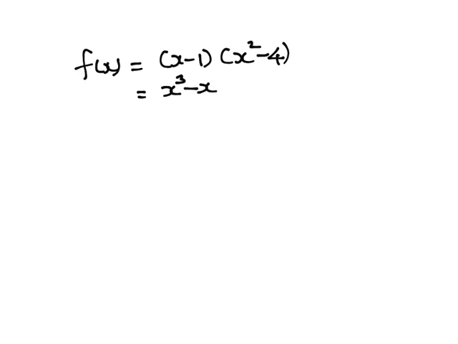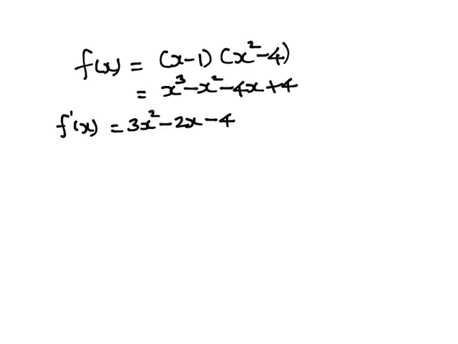Let me take this one. f(x) = (x minus 1)(x squared minus 4). Now I can either find the first derivative using the product rule, or I can simplify this function and then find the first derivative. So let me simplify this function. I'll get x cubed minus x squared minus 4x plus 4. So let me find f'(x). f'(x) equals 3x squared minus 2x minus 4.